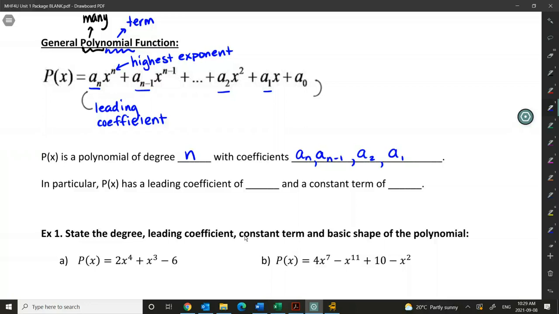Okay, so when I look for the leading coefficient, I just want to make sure I find the x with the highest exponent, and then I look in front of that. Okay, we'll do examples in a second. So our leading coefficient will be a_n.